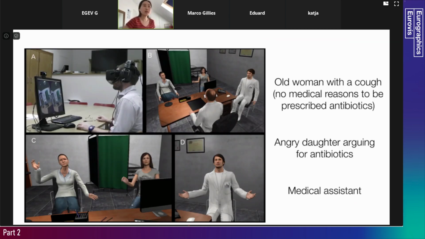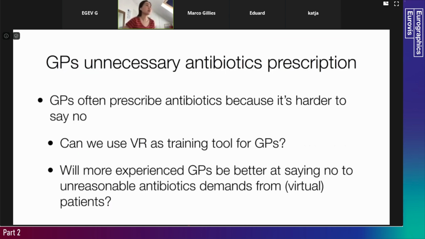So we designed a scenario. The problem we have is that GPs often overprescribe antibiotics because it's sometimes hard to say no. If someone is sick and they feel that antibiotics will help them, they'll really push you for that. And GPs sometimes have quite a hectic schedule. They have 10 to 15 minutes per patient, and sometimes they just give in. It's always easier to give in and prescribe antibiotics than not.